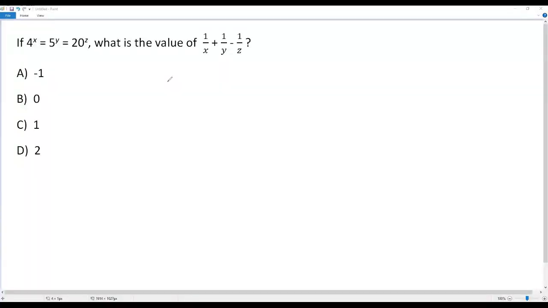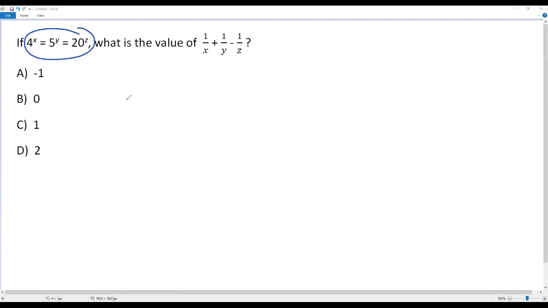Here we have a SAT math problem. Okay, let's go with the question. If 4 to the x power equals 5 to the y power equals 20 to the z power, what is the value of 1 over x plus 1 over y minus 1 over z? Okay, we have to consider the equation we have over here. Using this equation, we have to get the value of this expression.